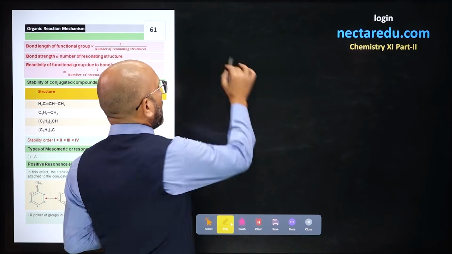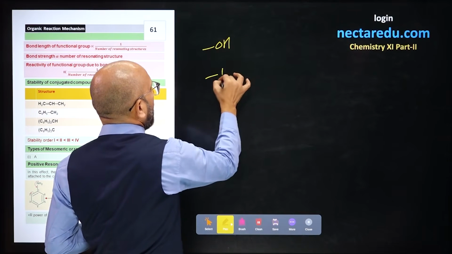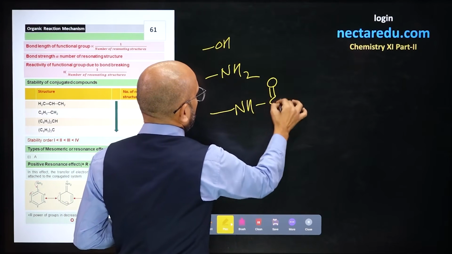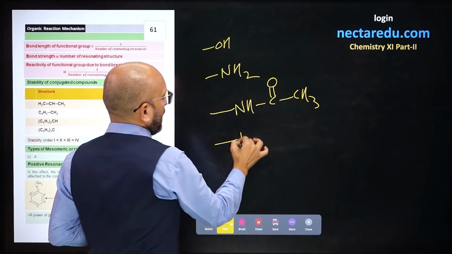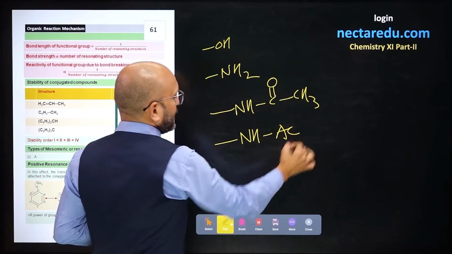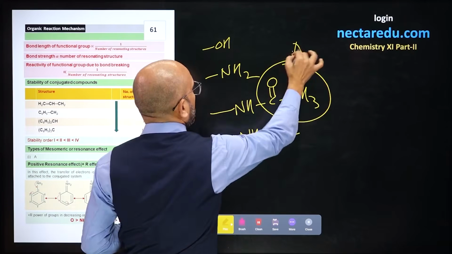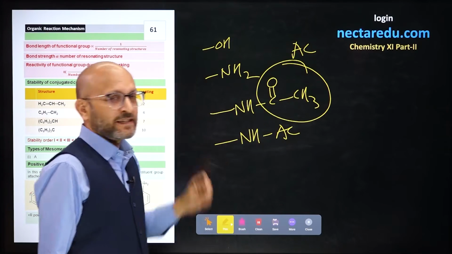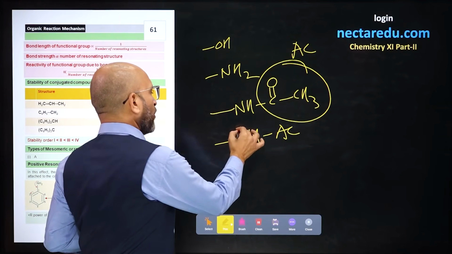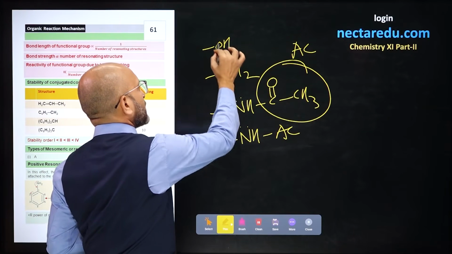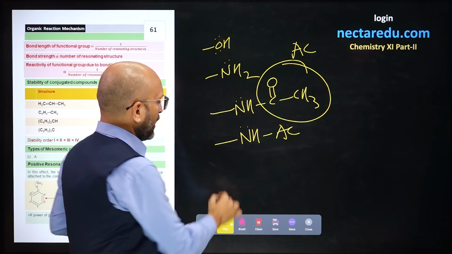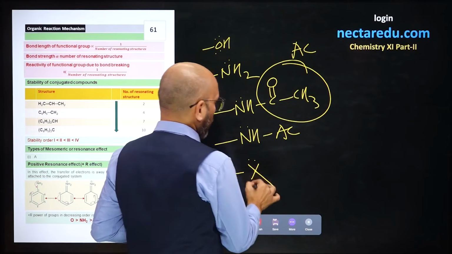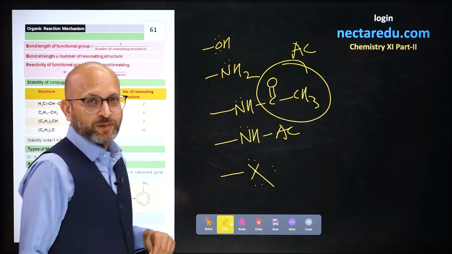Similarly, if I show you OH, NH2, NHCOCH3, this is also written as NHAc. In short, COCH3 is also written as Ac. Ac means acetyl, so it is a short term for acetyl. Alright. So NHAc, all these have nitrogen which has a lone pair, and this one has oxygen, and all halogens have a lone pair on them. So all these show positive mesomeric effect.